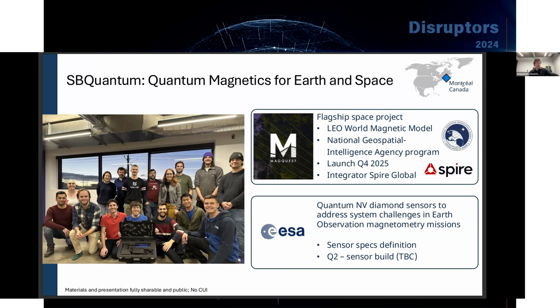In parallel, we're also planning for the future. We're mandated by ESA to look at the potential of quantum diamond magnetometers for Earth observation missions. We're currently in the sensor specs definition, and we're looking in the second quarter of next year to proceed to sensor building. Next slide.